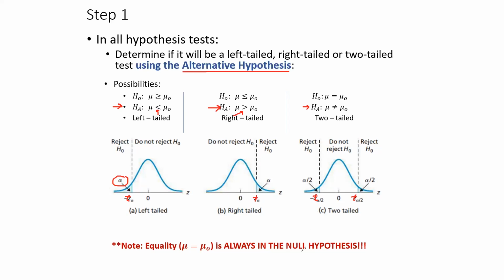One note, because I feel like I've talked about this for two weeks now: the equality is always in the null hypothesis, right? The inequality, the strict inequality, is always in the alternative. And by strict, that means there's no equal here.